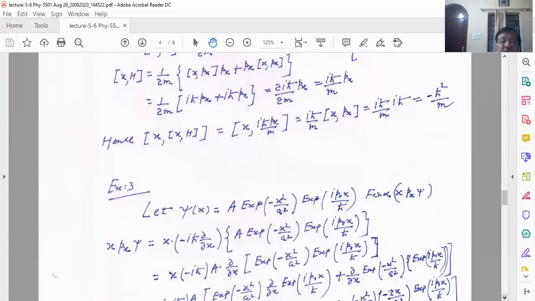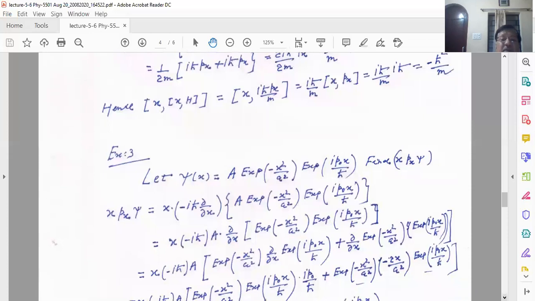Now there is another interesting example which I would like to discuss. You have an eigenfunction given, psi of x equals a constant a, exponential of minus x square over a square, times exponential of i p0 x over ħ, where 0 is a subscript. You have to find out what? Find the scalar product of x with px psi.